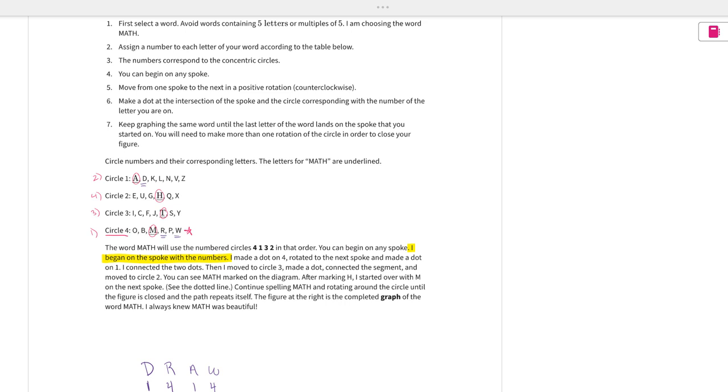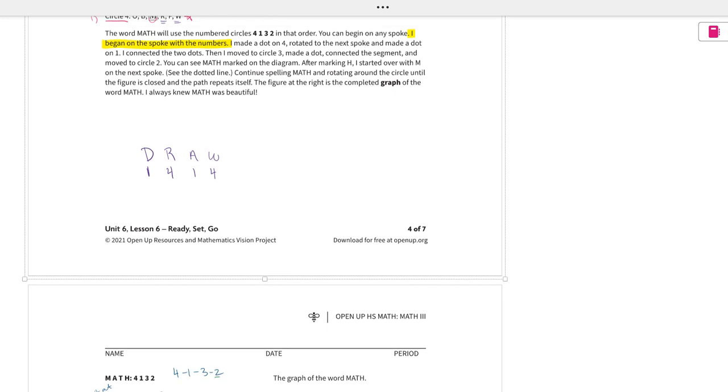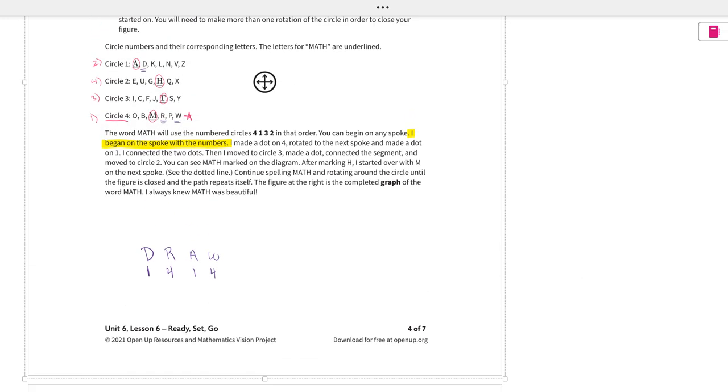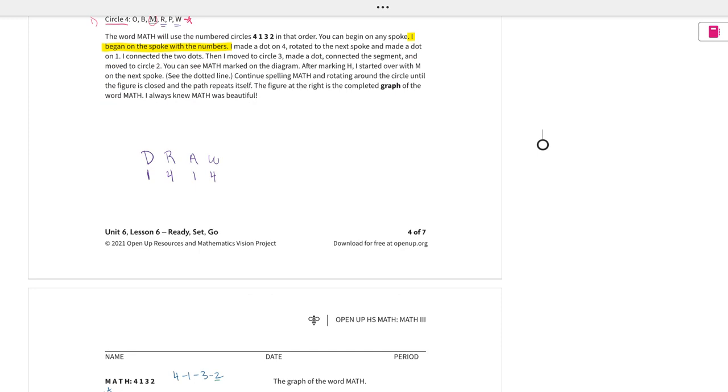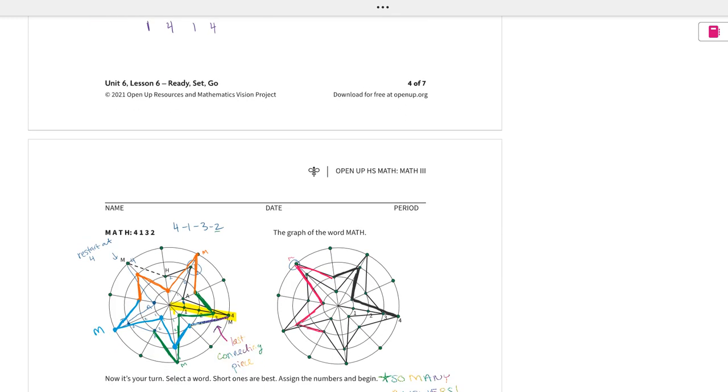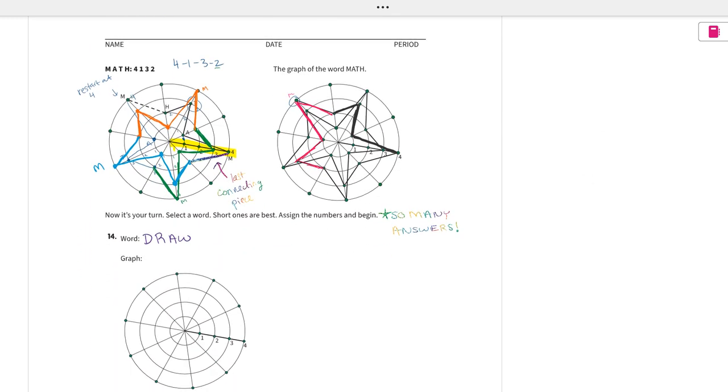Okay. Move from one spoke to the next in a positive direction, so we did that. Make a dot at the intersection of the spoke and the circle corresponding to the number. Okay. Keep graphing the same word until the last letter of the word lands on the spoke that you start on. You will need to make more than one rotation of the circle in order to close your figure. So it doesn't say that we can't have multiple letters on the same circle. So let's stick with this word. Let's stick with draw, 1 4 1 4.